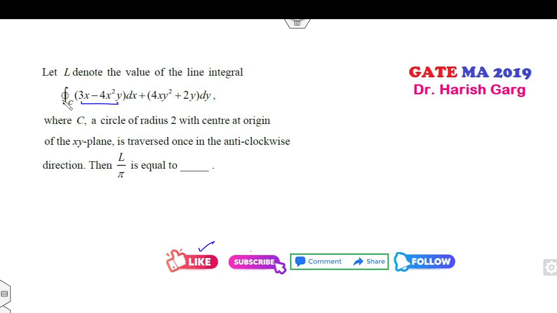Again, you can see it's a line integral. It's a polynomial, so the first condition is satisfied. A circle of radius 2 with center at origin, moving anti-clockwise. So yes, you can apply the Green theorem, because the curve is closed and the functions are continuous and their partial derivatives are also continuous.